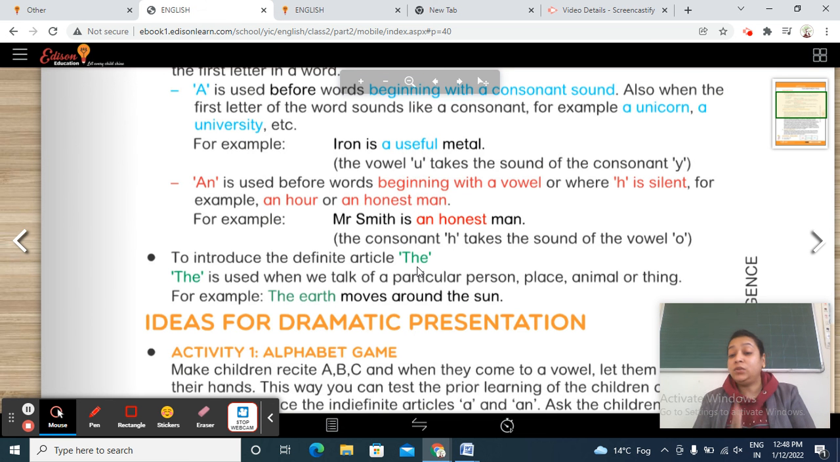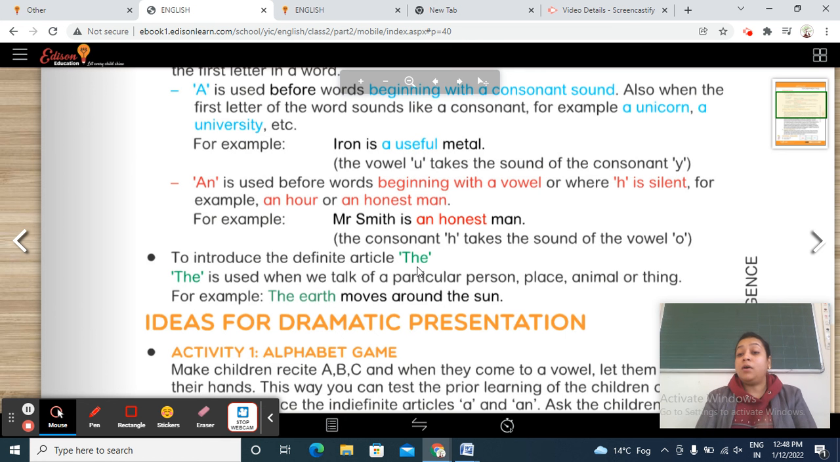So when we are talking about the specific particular person, place, animal, or thing, but not with the name of a person. We don't write the with the name of a person. We are not going to write the Aditya, the Arush, the Chahat, the Sukhpreet. I'm not going to put the. I'm going to say Arush, Chahat, Sukhpreet, Sharak. Only going to say the name.